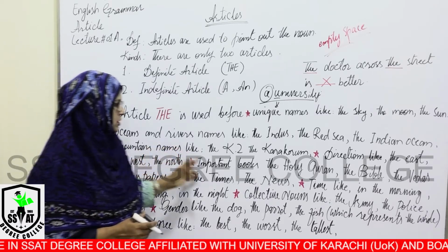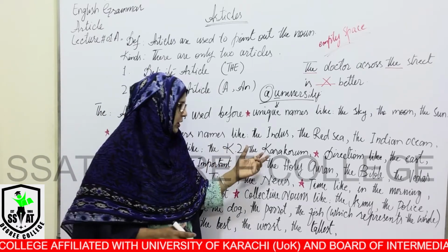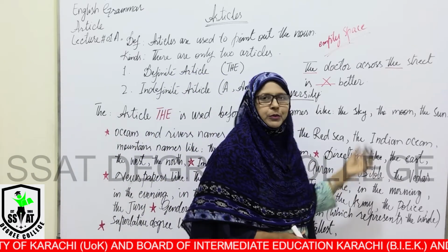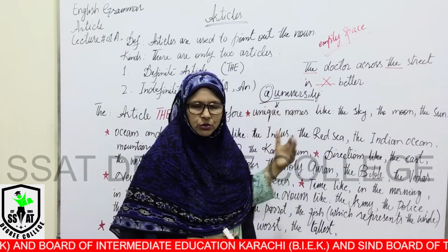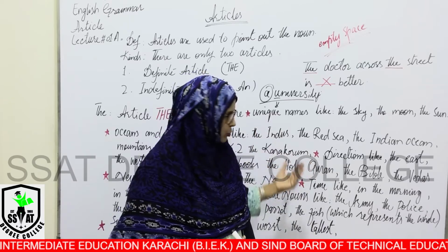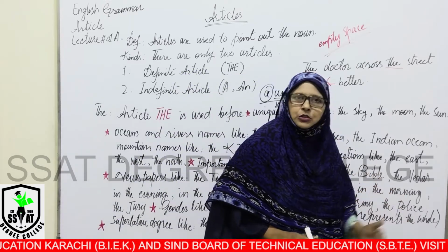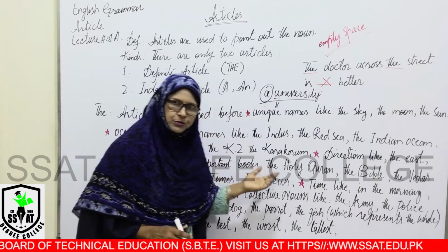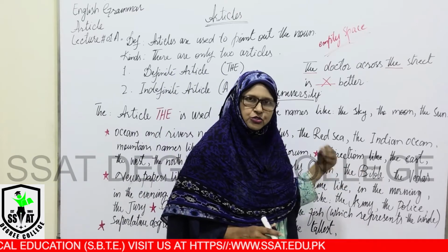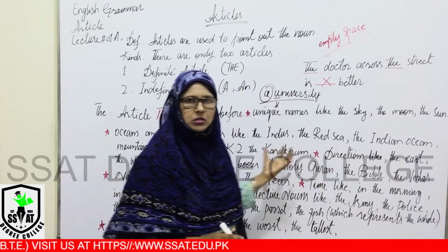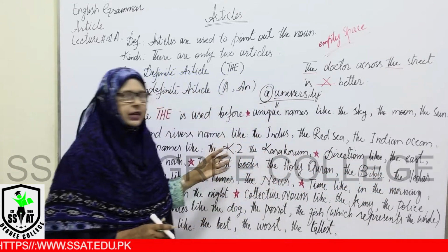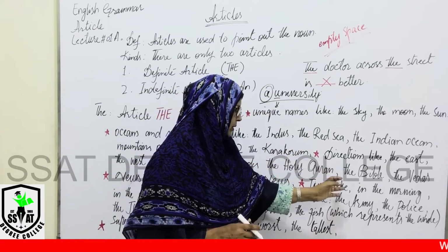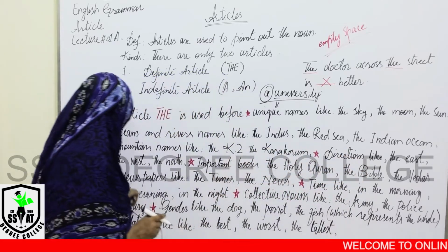And furthermore, some important books like holy books: the Holy Quran, the Bible, which is the book of the People of the Book, the Vedas, which is the book of the Hindus. Whether it is for Muslims, Christians and Jews, or Hindus, the books are holy books, so they are followed by the article the: the Holy Quran, the Bible, the Vedas.